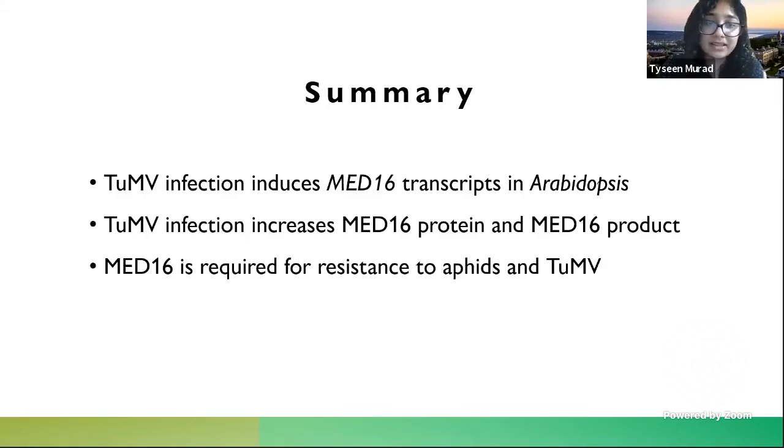And this makes sense because if MED16 is perhaps being cleaved by something in TuMV, then the downstream response of pathogen defense would not be triggered, and this would cause the pathway to try to create more MED16 transcripts in order to get more MED16 protein. We also found that TuMV infection increases MED16 protein and the cleaved MED16 products. And from the bioassays, we also see that MED16 is required for resistance to aphids and to TuMV.